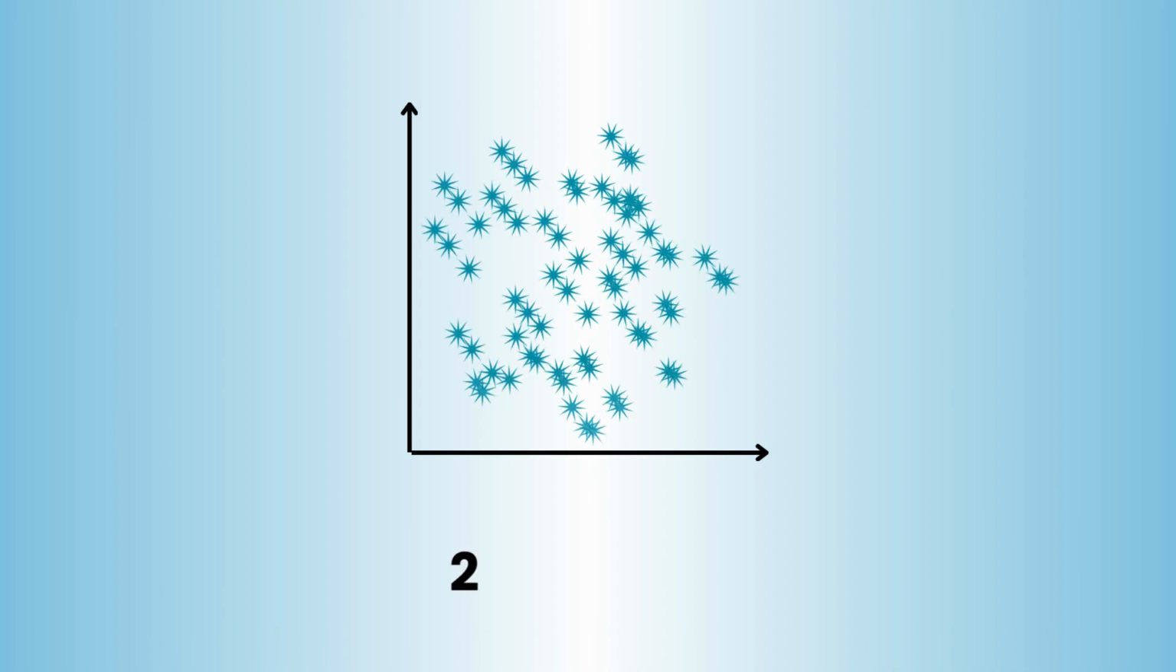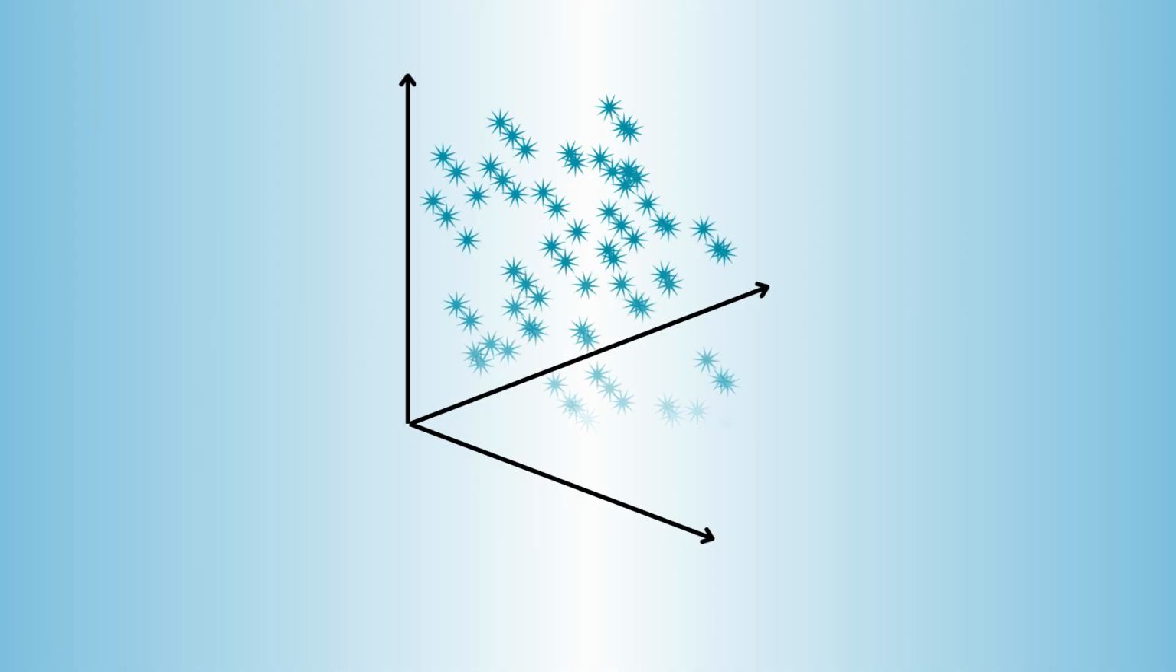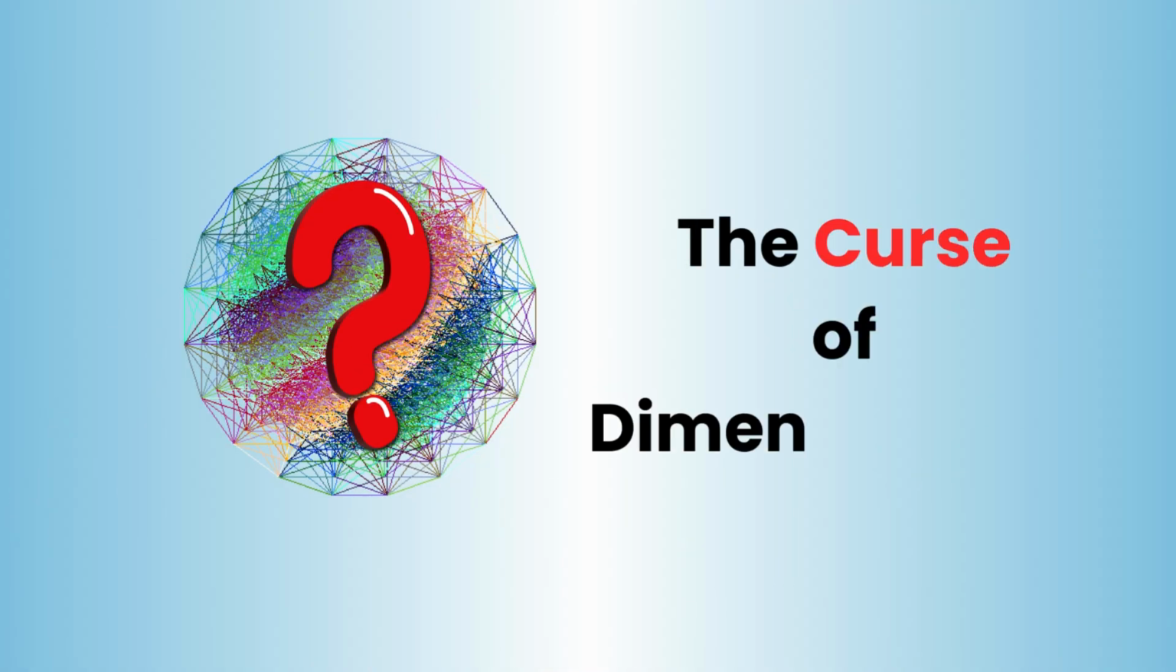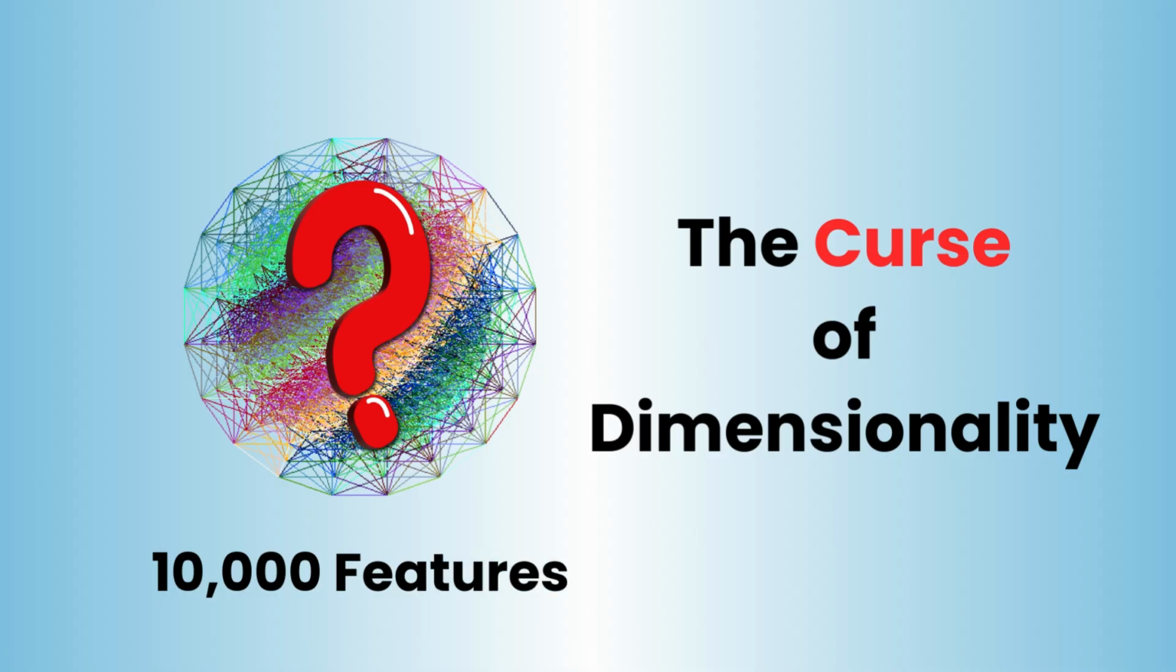In the real world, data is massive. A single image has millions of pixels. A financial model has thousands of market indicators. We call this the curse of dimensionality. When you have 10,000 features, your data becomes sparse. Your distance calculations break down, and your models get incredibly slow. And visualization is impossible. We can't draw a 10,000 dimensional graph.